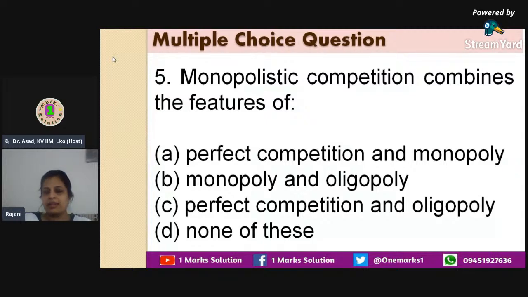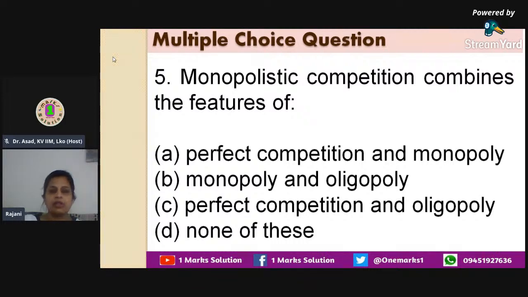Both, like you can see that there are a large number of firms in monopolistic competition, and they are selling differentiated products according to their wish. So it can be a mixture of two different market structures. So it's a mixture of perfect competition and oligopoly, because in oligopoly also, to attract the market, to capture the market, they are using selling cost and all.